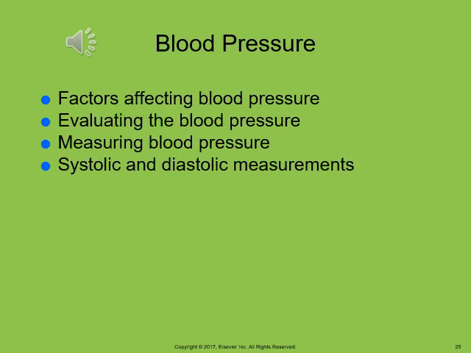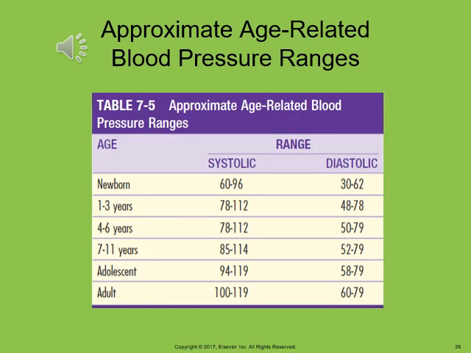Blood pressure. The systolic pressure is the highest pressure level that occurs when the heart is contracting and the first pulse beat is heard. The diastolic pressure is the lowest pressure level when the heart is relaxed and the last sound is heard. The difference between systolic and diastolic blood pressure is the pulse pressure. The blood pressure is recorded as a fraction, with the systolic reading, the numerator, on the top, and the diastolic reading, the denominator, on the bottom. Here are the approximate age-related blood pressure ranges.